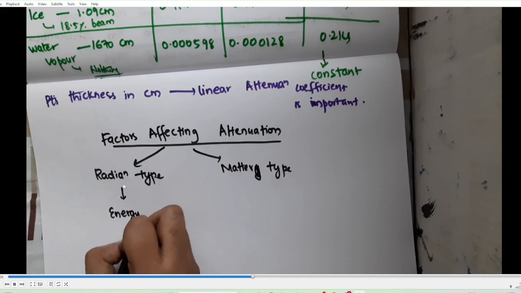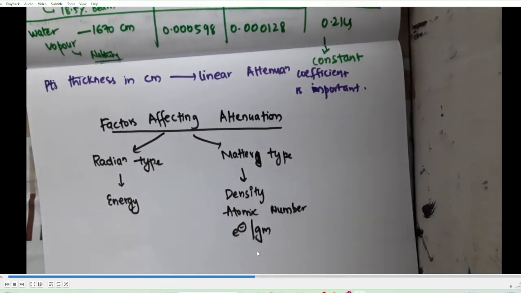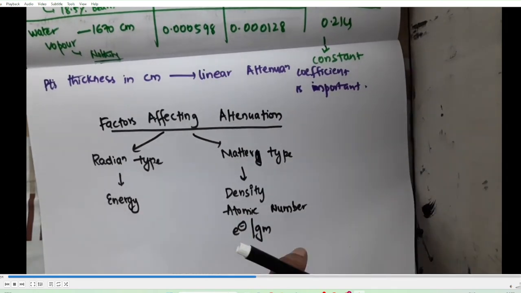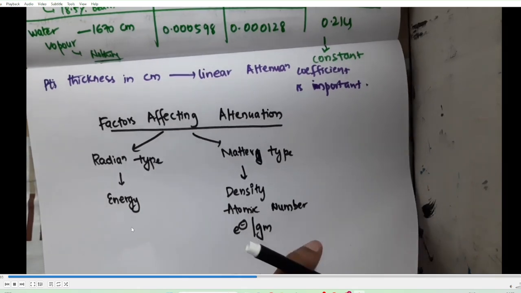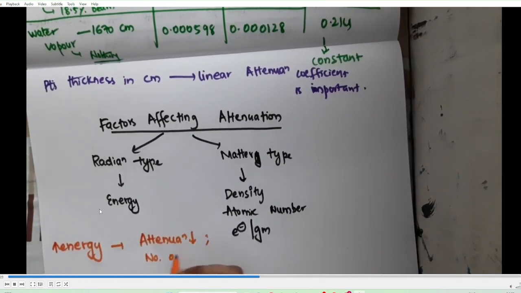One of the factors involves the nature of the radiation type, and the other three factors involve the composition of matter. So the radiation energy, and the density, atomic number and electrons per gram of matter will affect the attenuation. Increasing the radiation energy increases the number of transmitted photons, whereas increasing the density, atomic number and electrons decreases the number of transmitted photons.